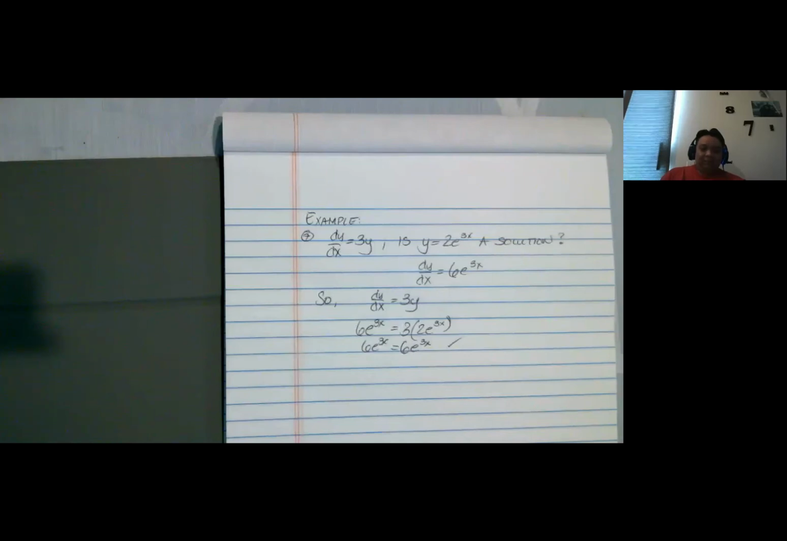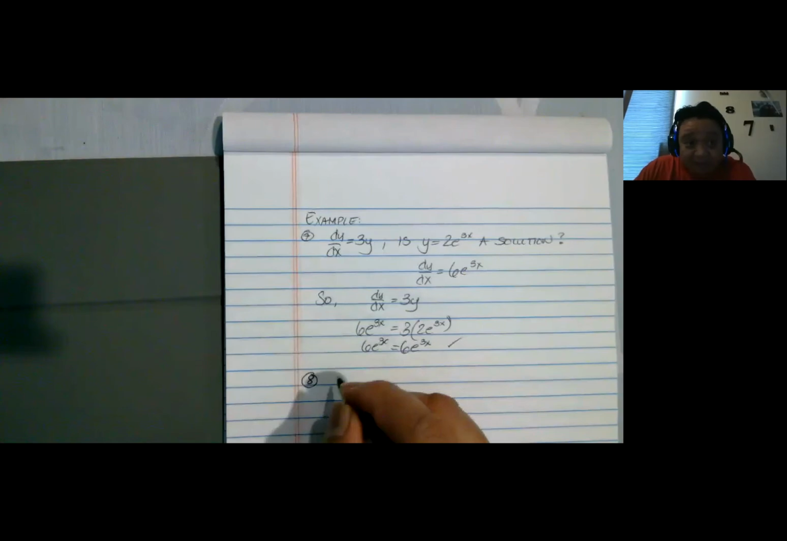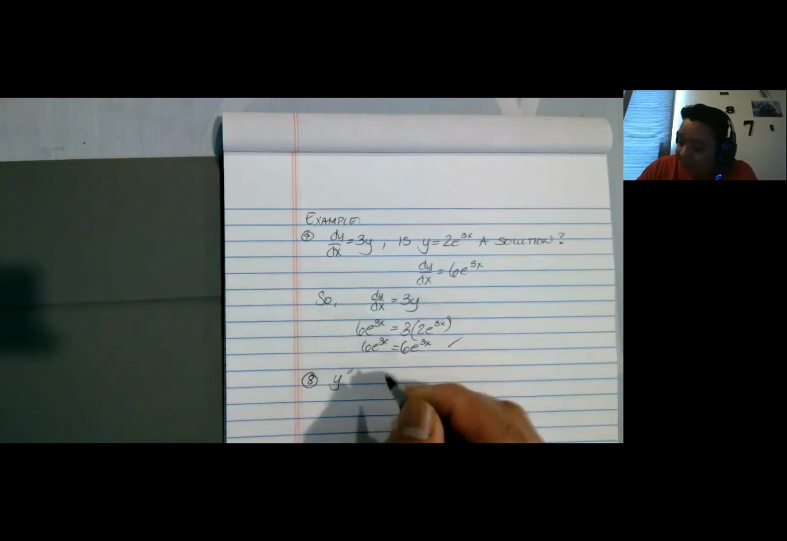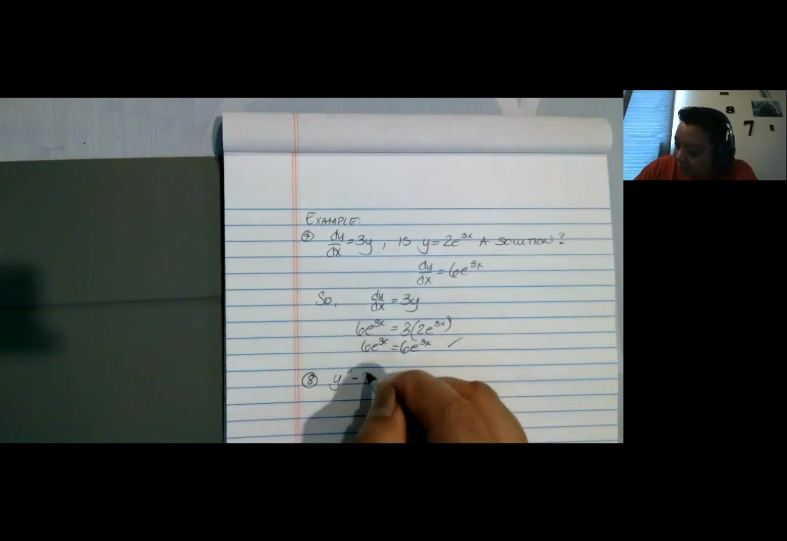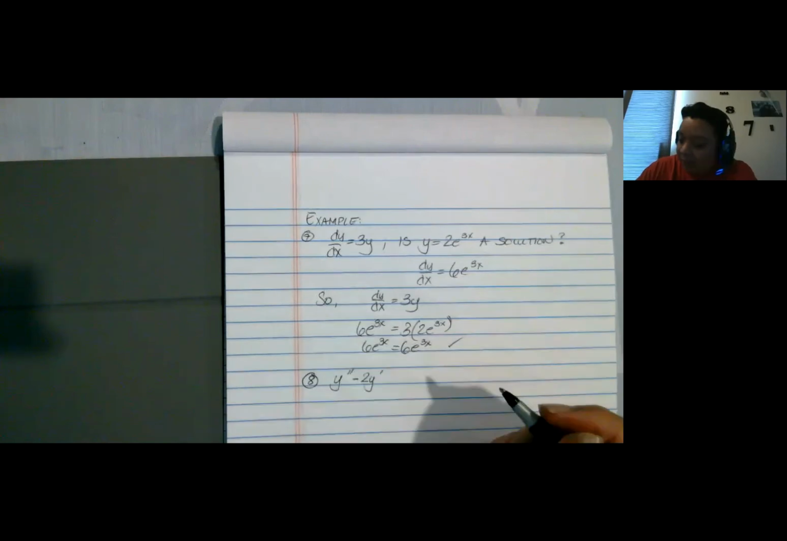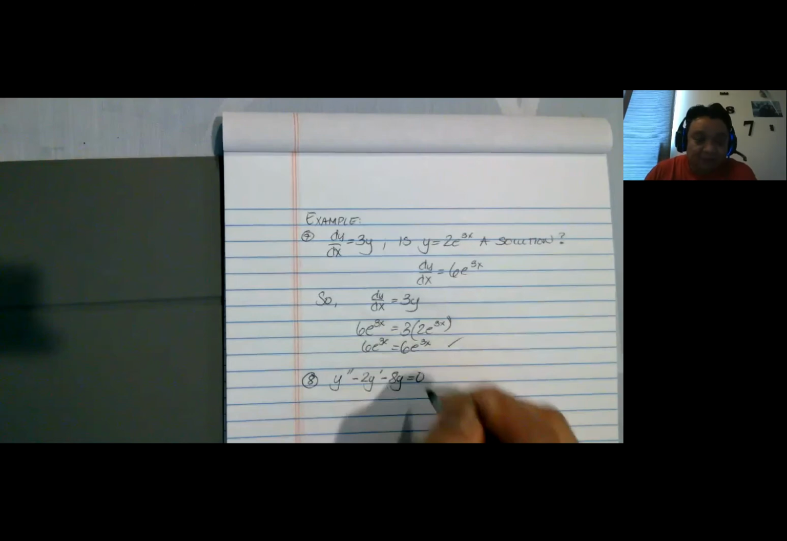Okay. So I want you to try this one. Okay. So number 8. My differential equation is as follows. y double prime minus 2y prime minus 8y is equal to 0.